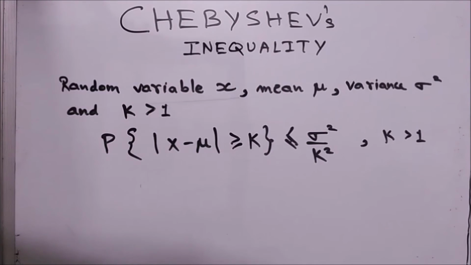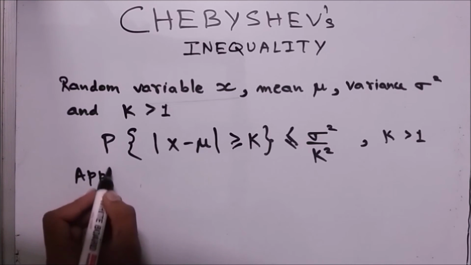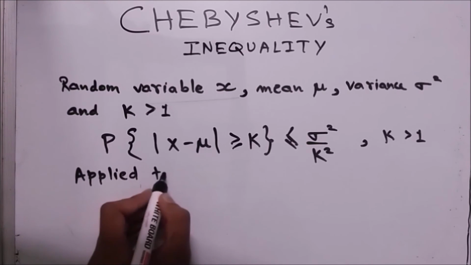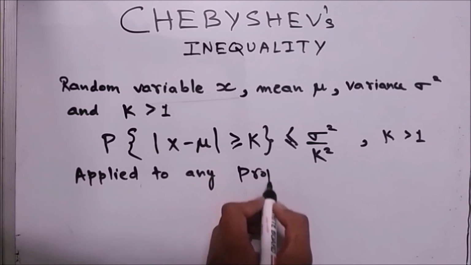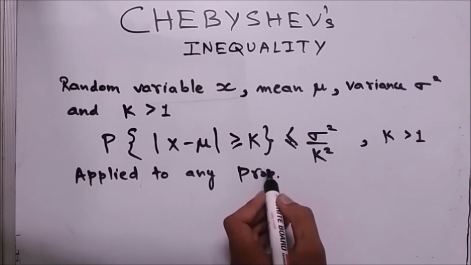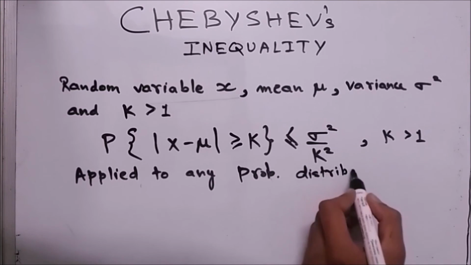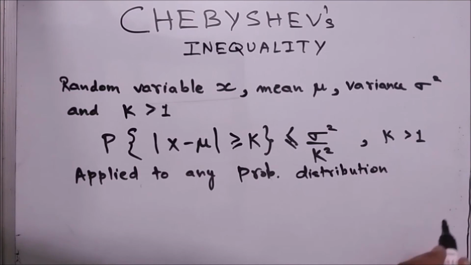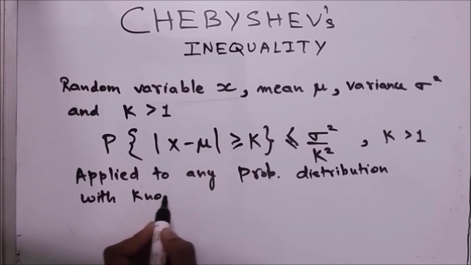Yeah, I think this should be 0, my mistake. Now I must emphasize the specialty of this inequality. This can be applied to any distribution of probability, and I emphasize on any. The only constraint on the probability distribution should be that one should know the mean and the variance of the distribution, and then this inequality can be applied to it without any hesitation.